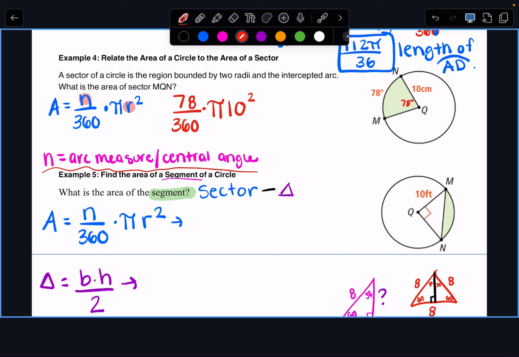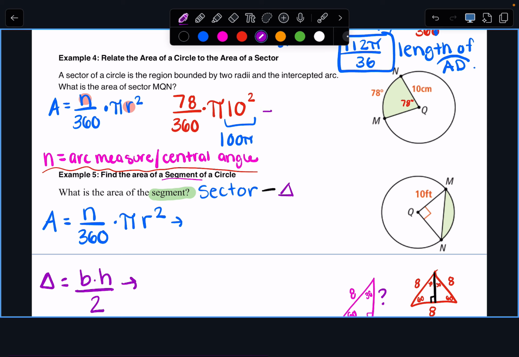360 is always on bottom. All right, let's simplify. Just like we did with arc length, we're going to start by simplifying the numbers we have next to pi. So we're going to keep pi how it is, though. We want to have pi in our answers, and 10 squared is 100. So that is the same thing as 100 pi.